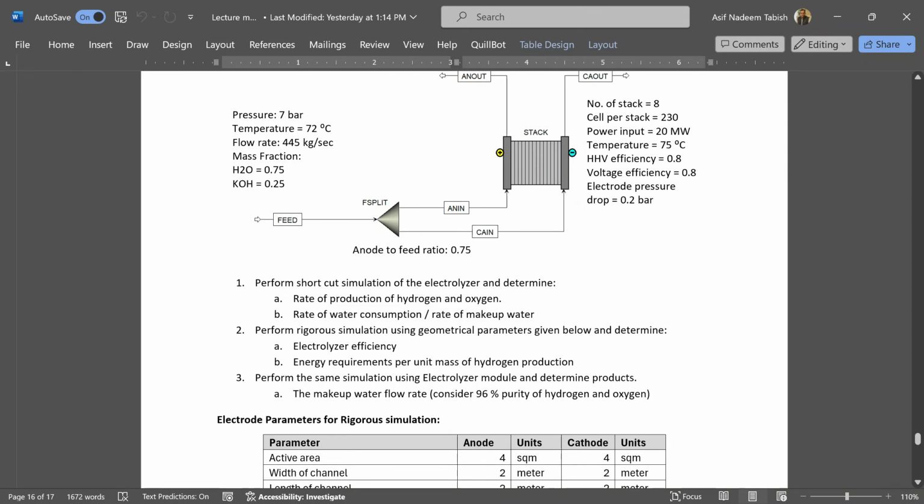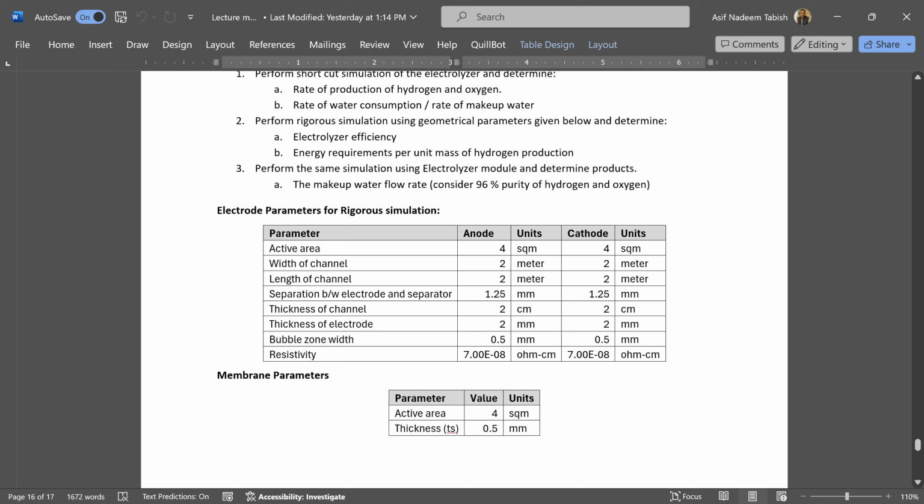Then you are asked to perform the rigorous simulation using the geometrical parameters given below. Here are the geometrical parameters, including the dimensions of the electrodes, membrane, fuel channel, gas channel and feed channel. For the rigorous simulation, you are asked to determine the electrolyzer efficiency based on geometrical and electrical parameters. Also determine the energy requirement per unit mass of hydrogen production. Besides, you are also asked to perform the same simulation using the electrolyzer module to determine the makeup water flow rate. And for this case, consider that the products leaving the electrodes are 96% pure.